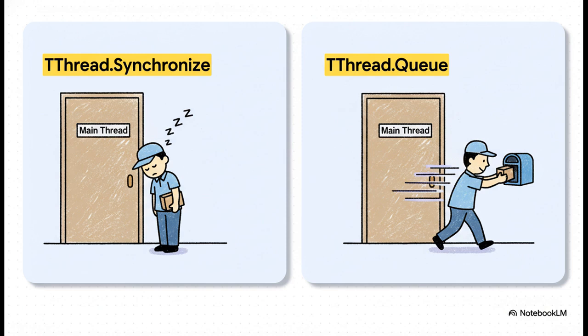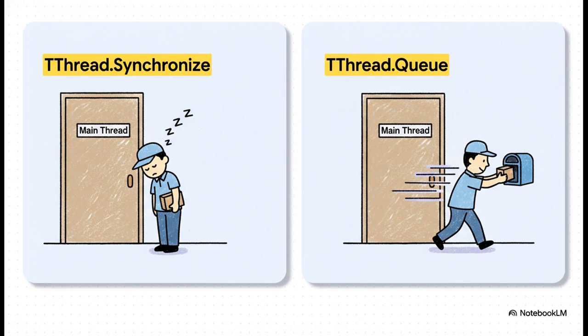The worker does nothing else until the boss stops their work, handles the request, and says, okay, you can go now. The entire operation grinds to a halt for that one interaction. Now, contrast that with TThread.Q. This is like the worker writing a quick memo and dropping it in the boss's inbox. The worker drops it off and immediately goes back to work. The boss will get to the memo when they have a free moment in between their other tasks.